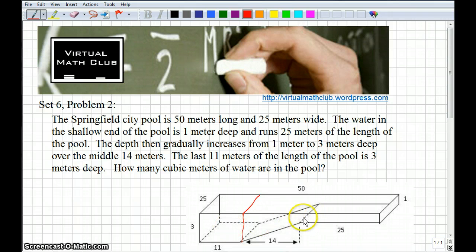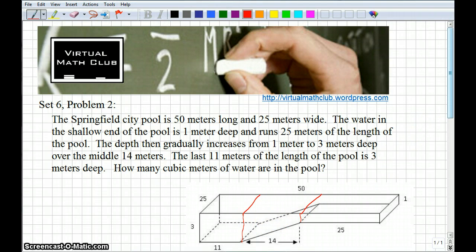And the same way over here, you can break this up into a big rectangular box, okay? And it's 25 by 25 because the width is 25, so this is 25 as well. And it's 1 meter deep, so that's pretty easy to calculate. And then there's this middle piece here, okay?